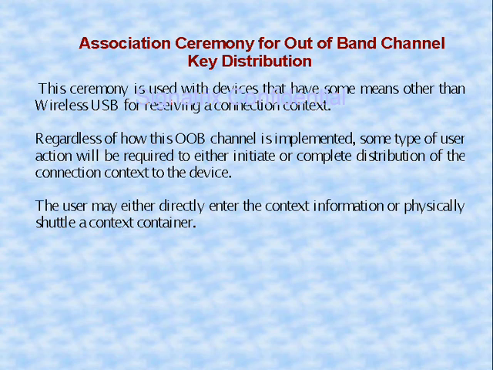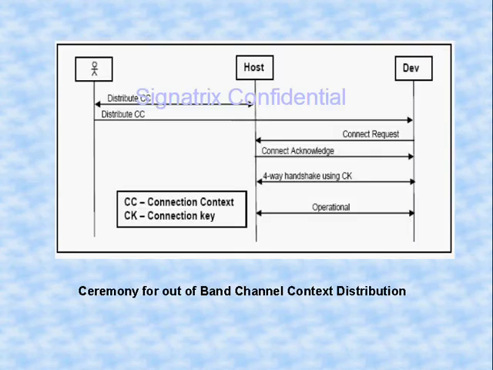You look at this diagram, you will get those things. So the user is here. Now, host and device. The user distributes the CC. Look at here, this is a bidirectional arrow, right? The host is showing some connection context. From that, the user sees the connection context from the host, and he gives that connection context to the device. He may type it also, we can consider it that way.